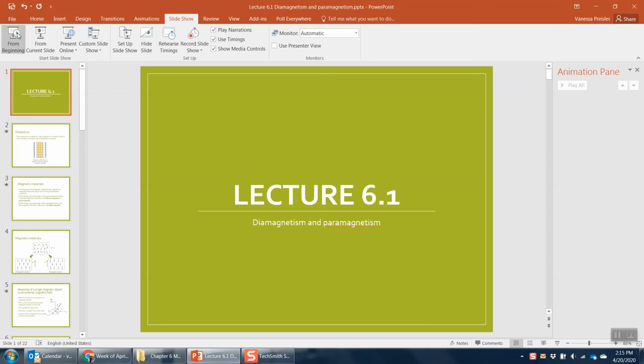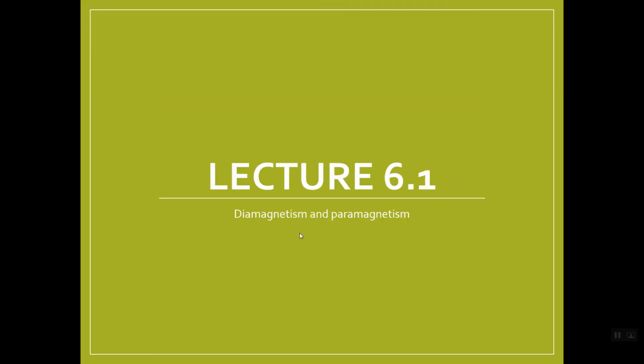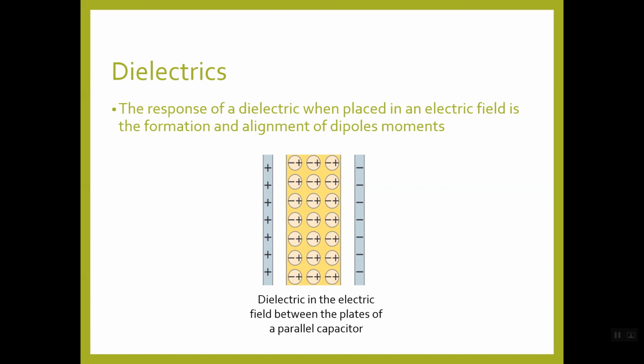Okay, so this chapter we're going to look at magnetic fields in matter, and we're going to start this lecture by looking at diamagnetism and paramagnetism. If you remember when we were studying dielectrics, we found that the response of a dielectric when placed in an electric field is the formation and alignment of dipole moments.